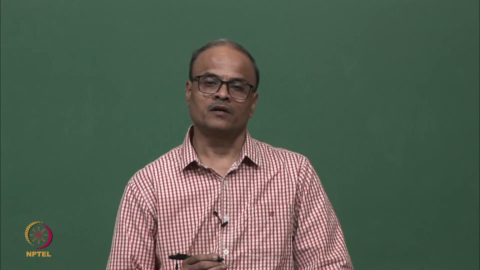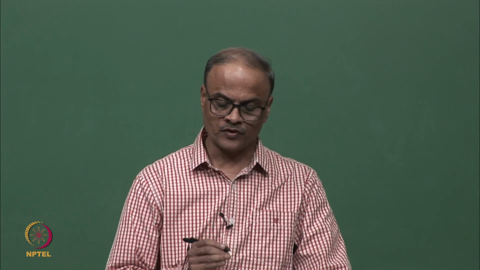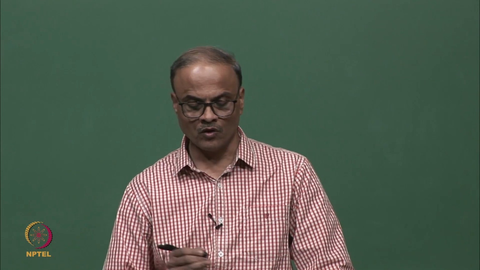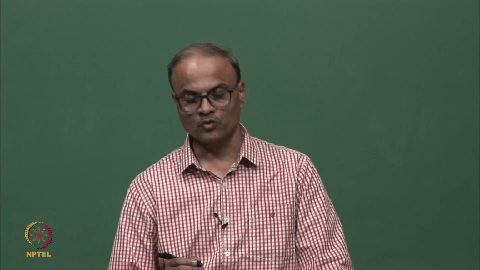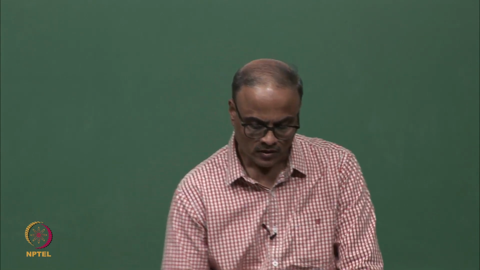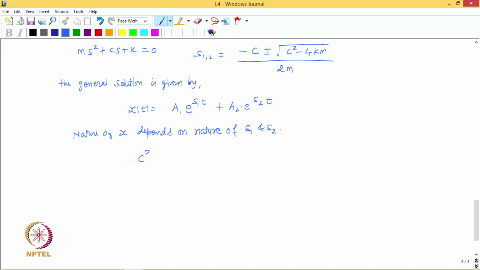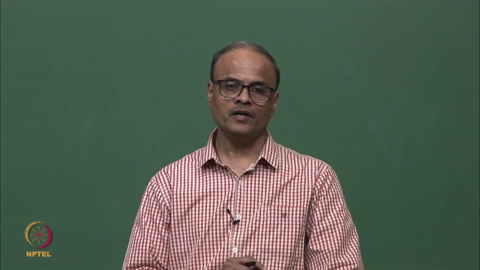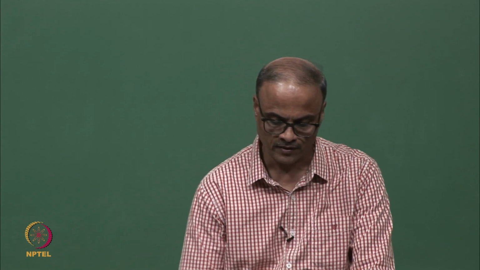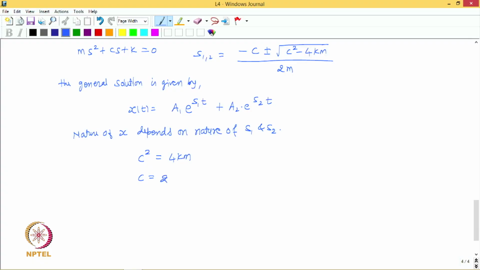Hence, the boundary for the transition from a positive value of c square minus 4km to a negative value of c square minus 4km is decided by the value which makes c square equal to 4km, right. So, what is the damping coefficient which makes c square equal to 4km? Let us determine that damping. That would be nothing but 2 under root km, okay.